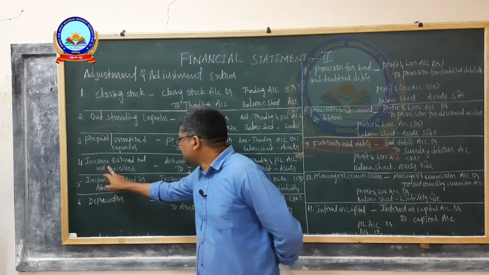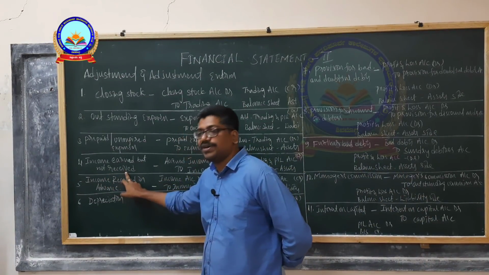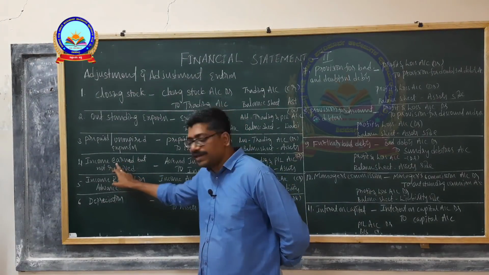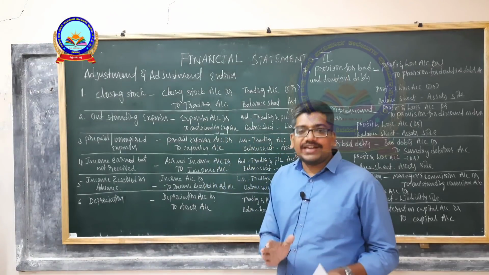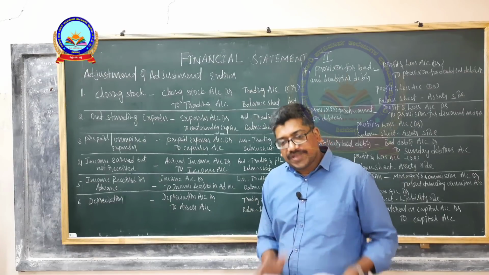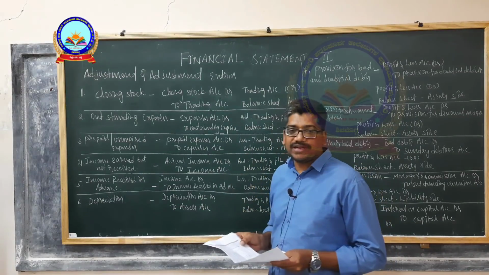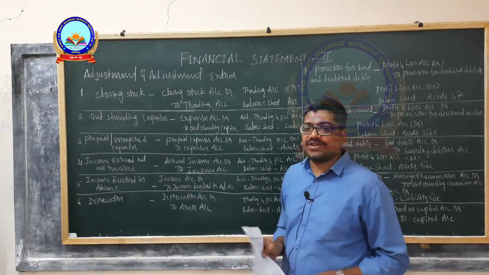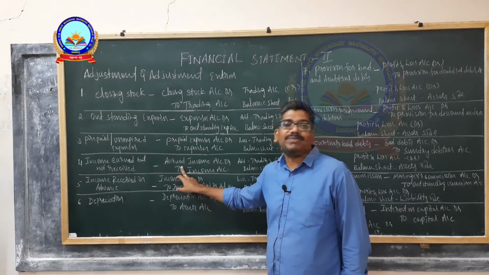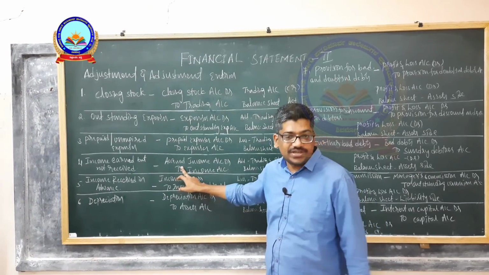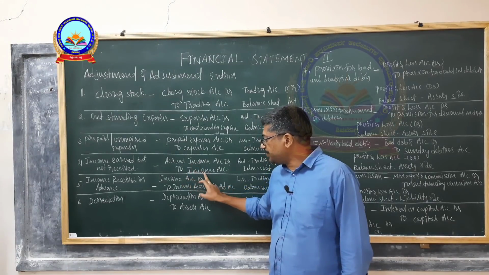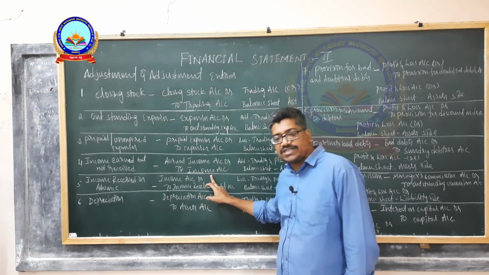Next, the income earned but not received, or accrued income. So income is generated, income is accrued, income is due but not yet received. It is called accrued income. So we need to bring it into the account by passing the journal entry accrued income account debit. Which income? It may be interest accrued, or commission accrued. So accrued interest account debit to interest account, we have to pass the journal entry.